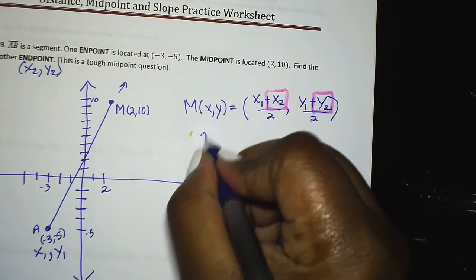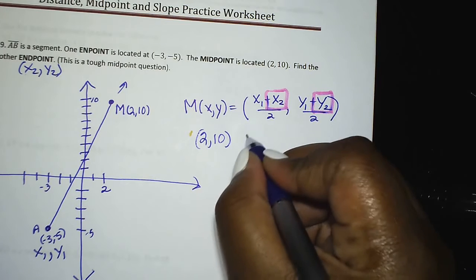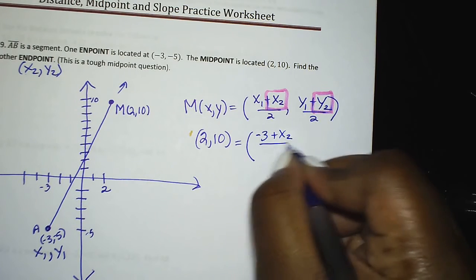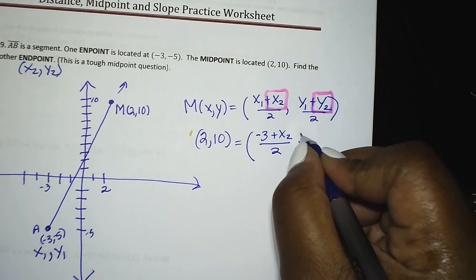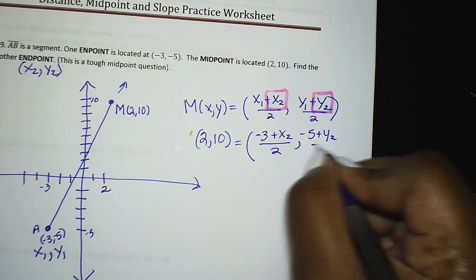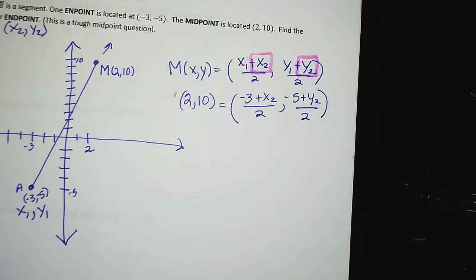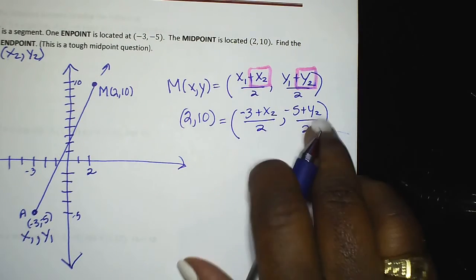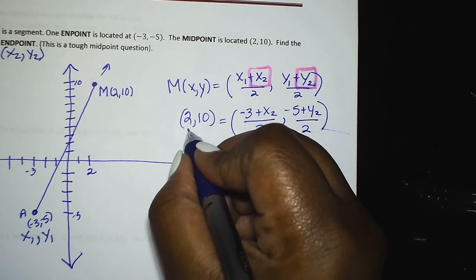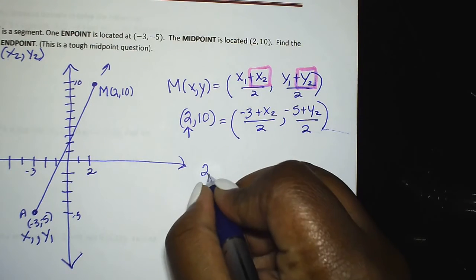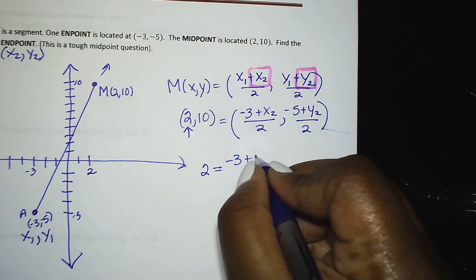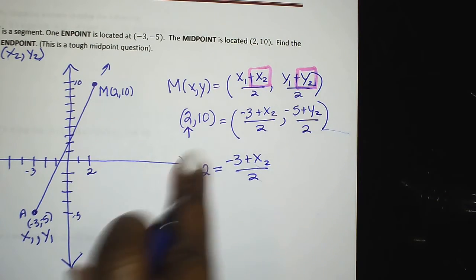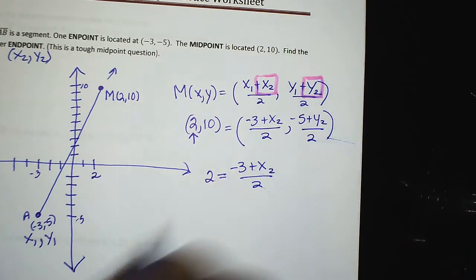The midpoint is located at (2, 10), and that's equal to x1 which is -3 plus x2 over 2, and y1 is negative 5 plus y2 over 2. From this point, you're going to make two equations to find x2 and y2. So this is your x value of your midpoint. So it's going to be 2 is equal to negative 3 plus x2 over 2. We're going to solve for this. It's a very simple equation to solve for.